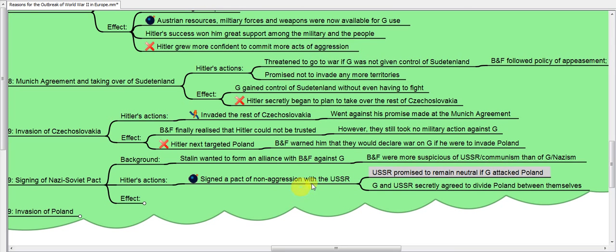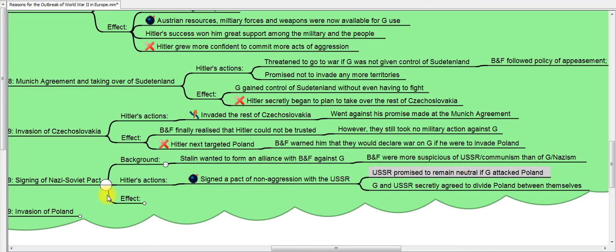What were the terms of this pact of non-aggression? USSR promised to remain neutral. That means they would not take sides if Germany attacked Poland. And secretly, these two countries, Germany and USSR, agreed to divide Poland between themselves. So both would benefit because Germany would be able to attack Poland without having to fear USSR trying to stop it. And in return, USSR would be able to get some of Poland for itself.